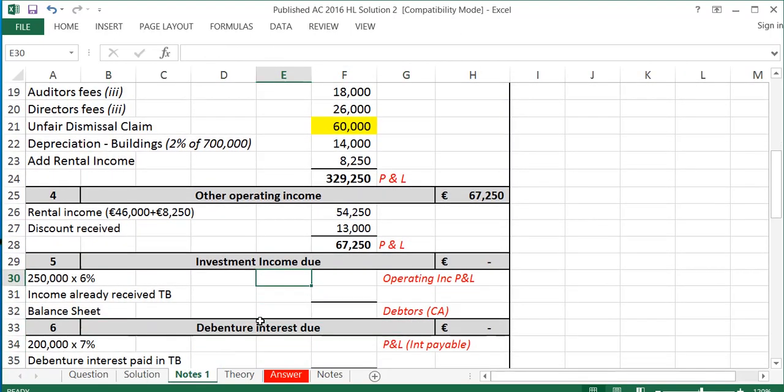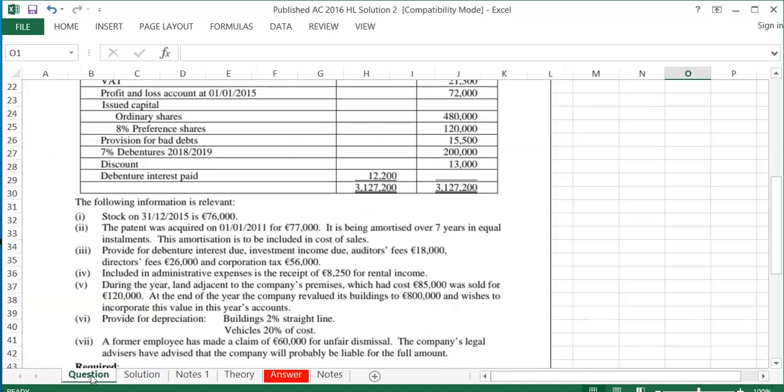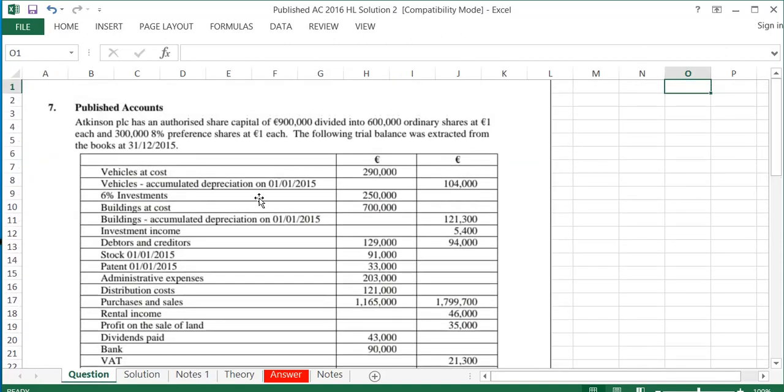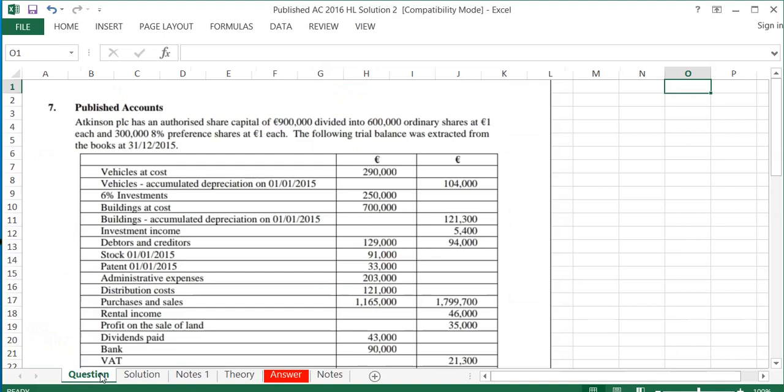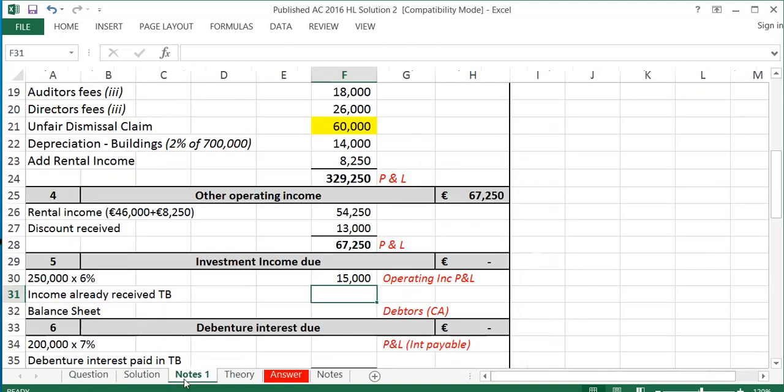The next thing I need to do is add on my investment income. I need to do a note on investment income. I can see from the question here that investments, they are 6% investments at 250,000. So 250,000 by 6% leaves me with 15,000 as my investment income for the year. I may as well work out my investment income due now because I'm going to need it for the balance sheet anyway. So I want to see that of that 15,000, did I receive any of that investment income? And you can see here, investment income received of 5,400. So I received 5,400. So I'm still going to be due 9,600, and that's what's going to go in my balance sheet.